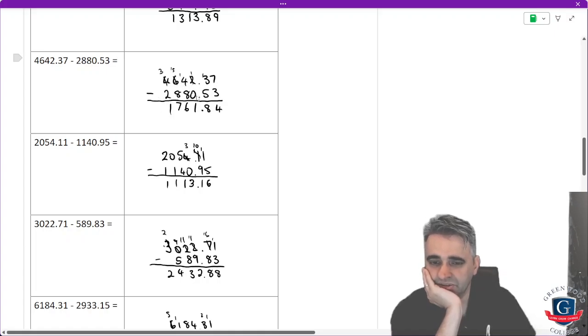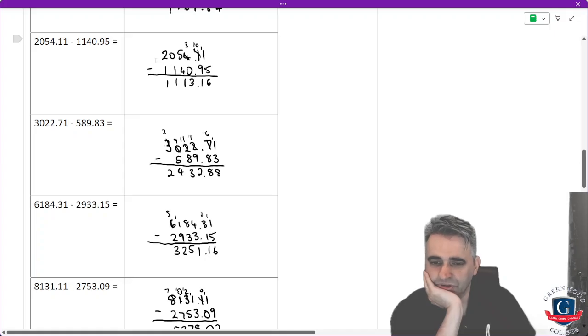4642.37 take 2880.53. 3 from 7 is 4. 5 from 3 you can't, borrow from the 2, make that 1, make that 13, that's 8. 0 from 1 is 1. 8 from 4 you can't. Borrow from the 6, make that 5. 8 from 14 becomes 6. 8 from 5 you can't. Borrow from the 4, becomes 3. 5 becomes 15. 8 from 15 is 7. 2 take 2 from 3 is 1. 1761.84.